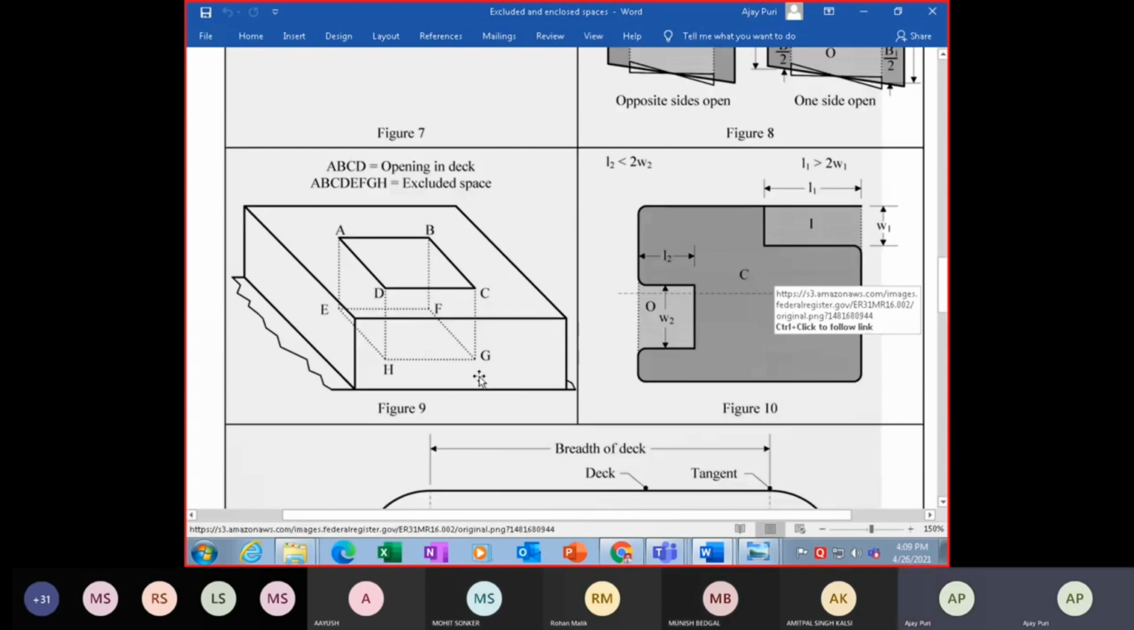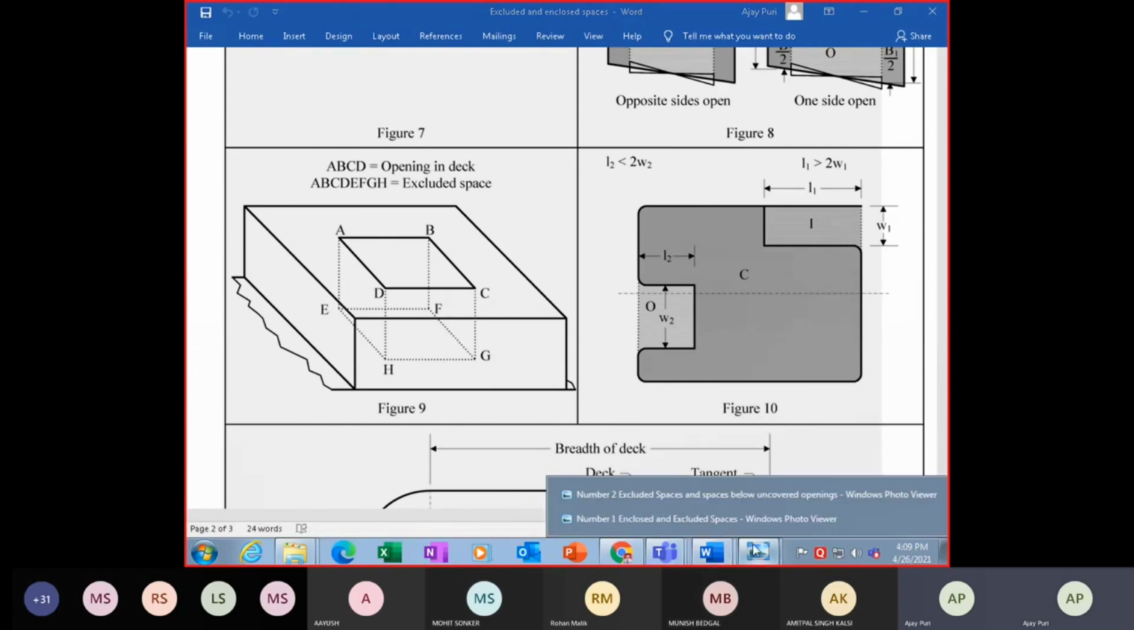Then figure 9, if there is a cut here on the deck, the volume here will be excluded from the calculation. This is excluded space. That will not be taken into calculation. Similarly, you have the drawing. I have sent you all the drawings basically.